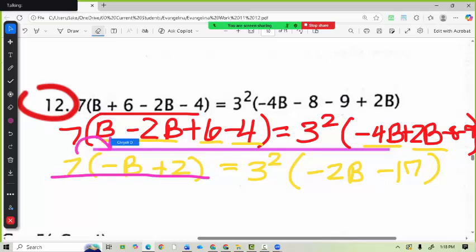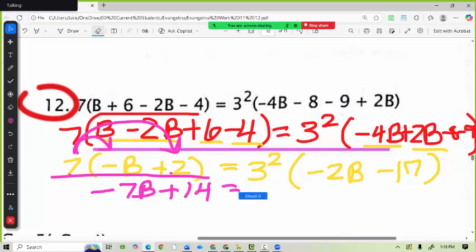Parentheses, exponents, multiply. This is multiplying. So 7 times negative b is negative 7b. 7 times 2 is 14. And then now if we look at this side, what can we do over here?